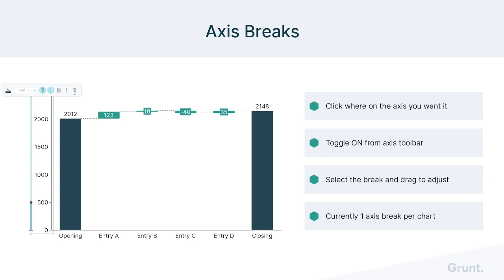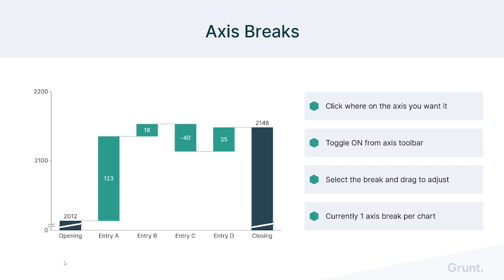However, if that happens, no problem. Just make sure that you click within the range of the actual chart data, and you can once again add the axis break. Final notes, we currently support one axis break per chart.